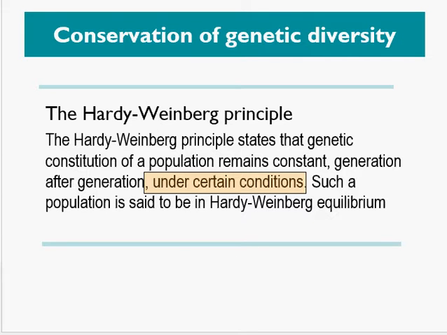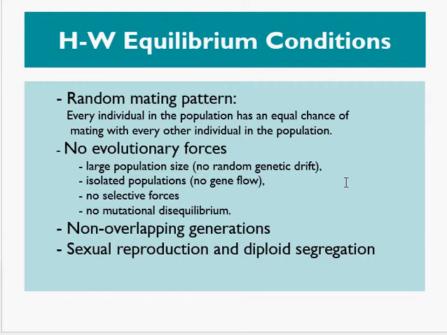There are certain strict conditions which apply if Hardy-Weinberg equilibrium is to be observed in a population. The first one of these is a random mating pattern. That means that every individual in the population has an equal chance of mating with every other individual in the population, and that means that the alleles in the population have an equal chance of making it to the next generation.